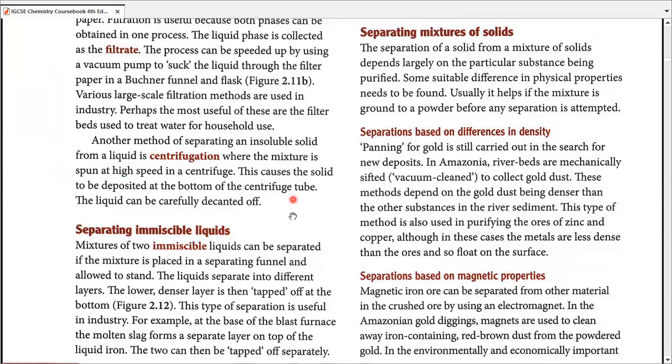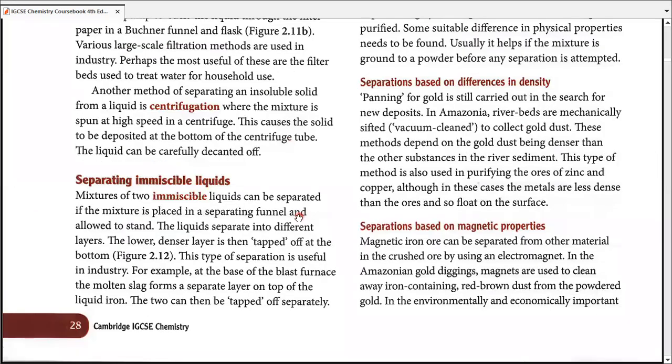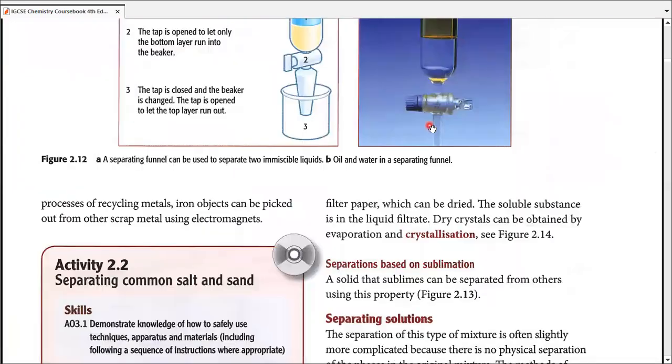So moving on, the next category, separating immiscible liquids, liquids that do not dissolve in one another. The technique that we used was the separating funnel. So how are we going to use it? Let's move on to page number 29 and let's do it with the help of a diagram.